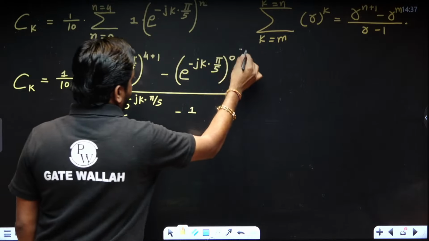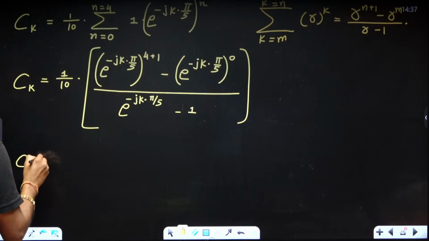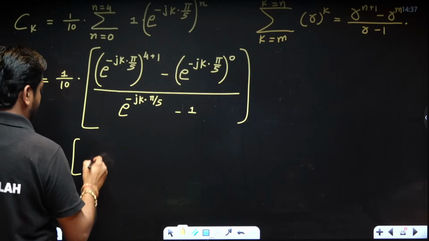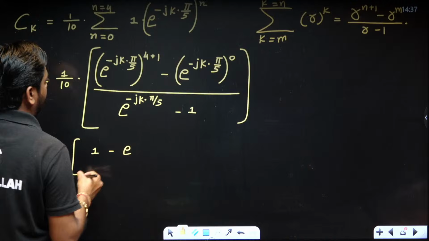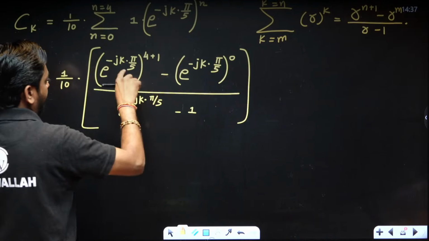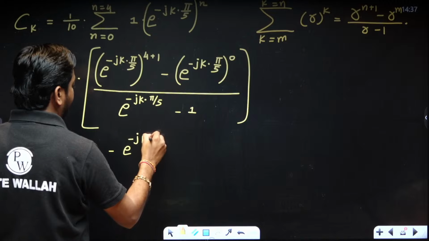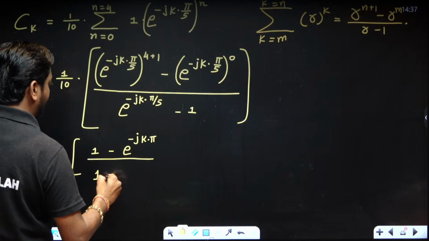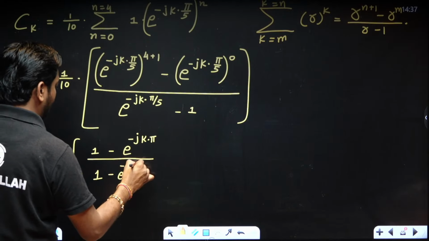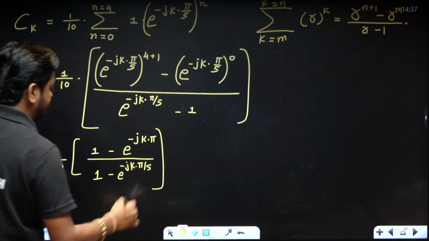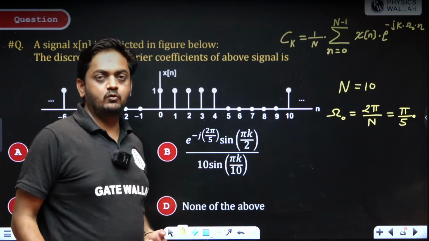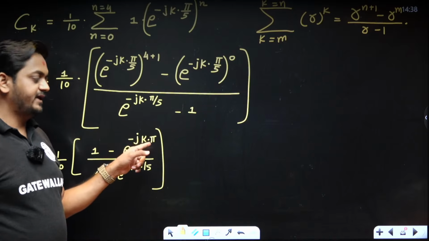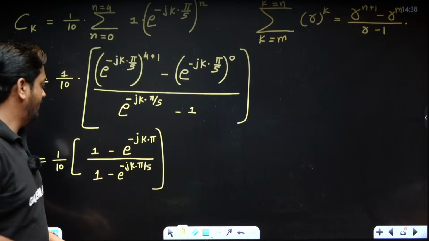Okay, so just simplify this. So Ck is equal to 1 by 10, this is e power 0, so here this is 1 minus e to the power minus j k into pi, as the 5 cancels out, this is 5, this is 5, divided by again 1 minus e to the power minus j k into pi by 5. Now we want to convert this into sine, guys. See, numerator and denominator, we want to convert into sine. So for that you have to take the average value common. So e power minus j k pi, so take e power minus j k pi by 2 common.